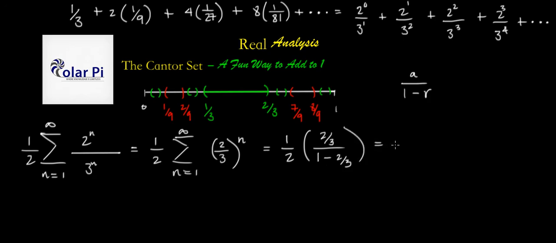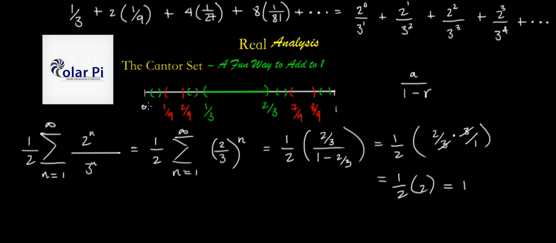So this says 1/2, and again, this better be 1, of 2/3 divided by 1 minus 2/3, which is a third. So 2/3 divided by a third is the same thing as 2/3 multiplied by the reciprocal of a third, because dividing by a third is multiplying by its reciprocal. So we do this. Oh, look at that, they cancel, and then we've got 1/2 of 2, which is 1.